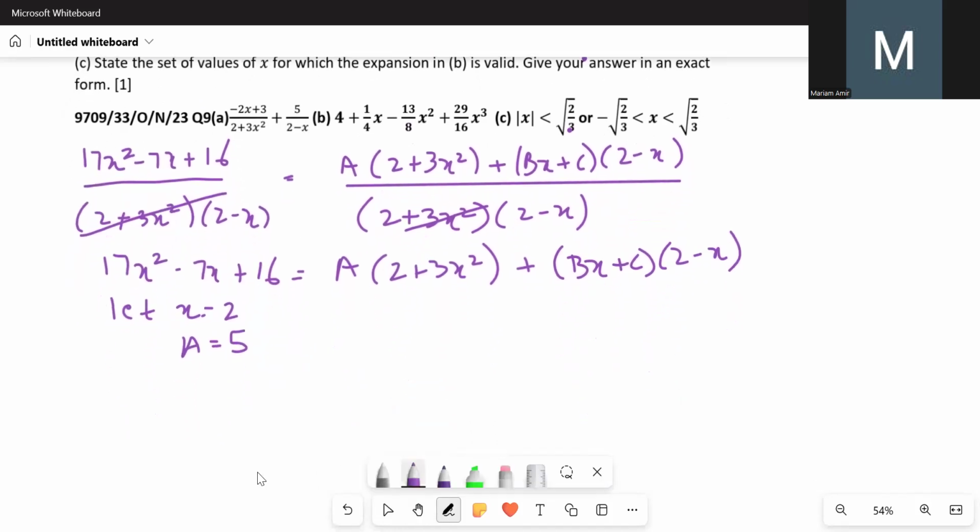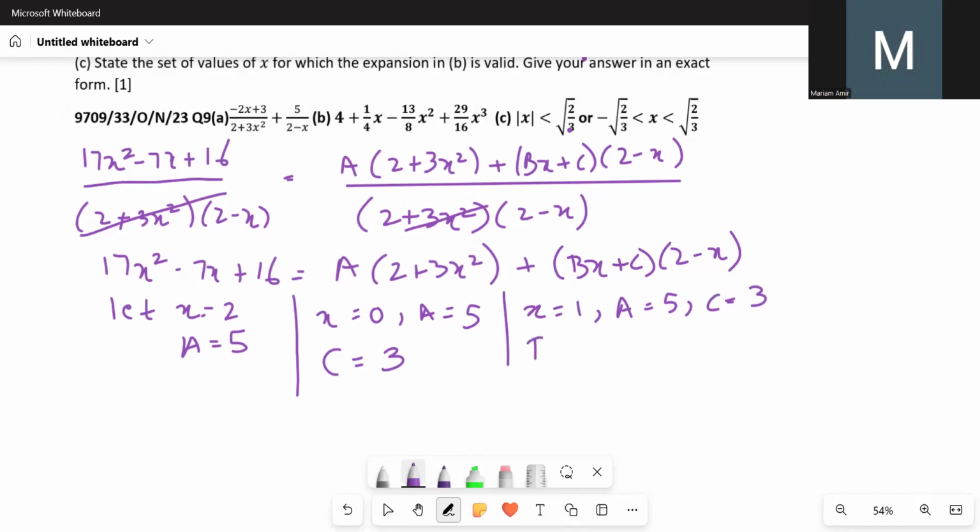Next, I can replace x with 0 and also use A equals 5. So replace every x with 0. That will also make the b term 0, and replace A with 5. That will get you the value of c. When you simplify that, you should get c equals 3. And now you need another value of x, which could be x equals 1. You will also use A equals 5 and c equals 3. That will only leave b to be the unknown, and b will come out to be negative 2.